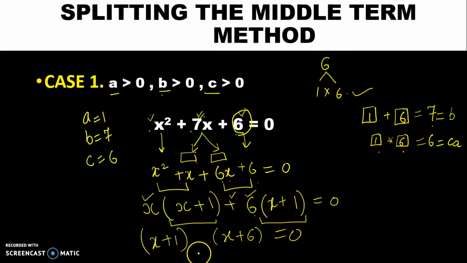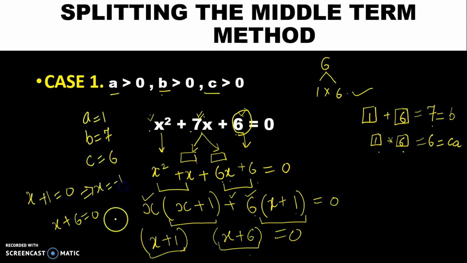Now their product is 0. So this means this expression and this expression both are equal to 0. That means x + 1 = 0 and x + 6 = 0, which gives x = -1 and x = -6.